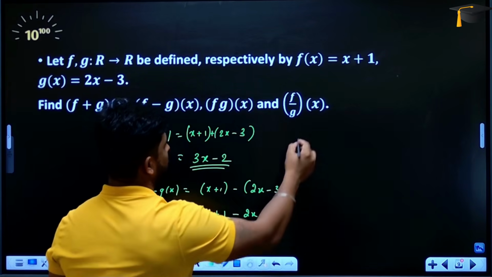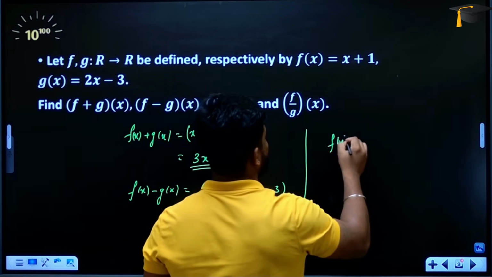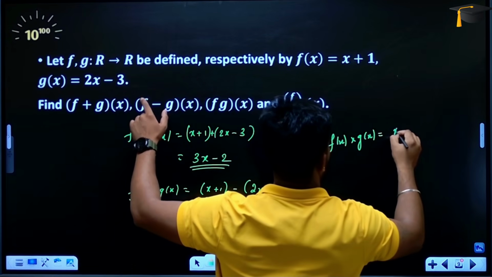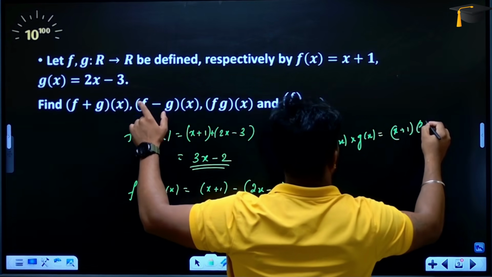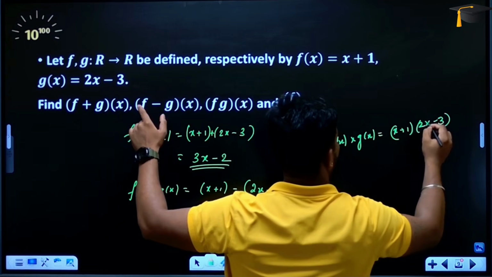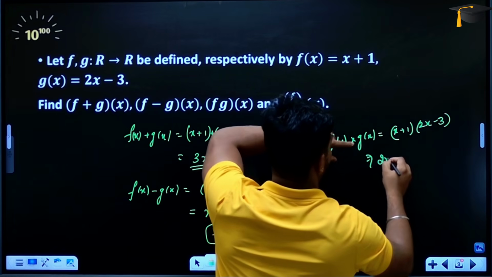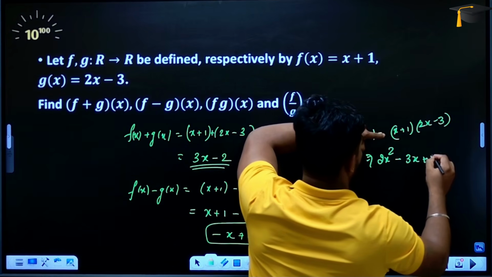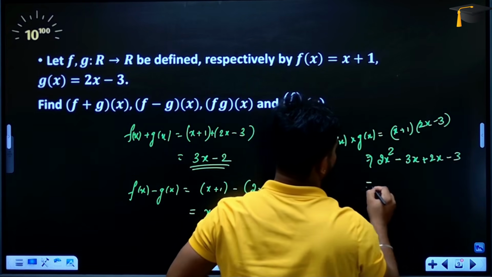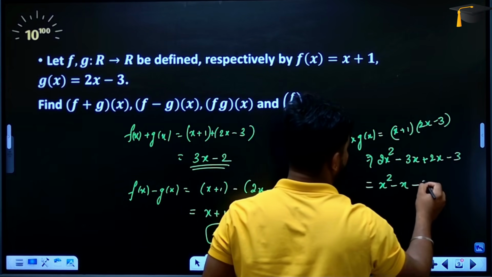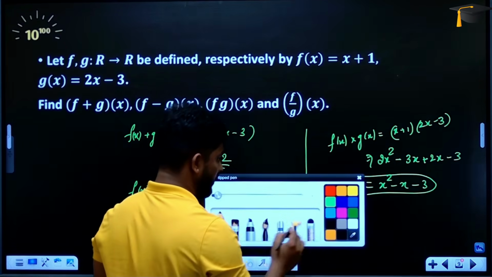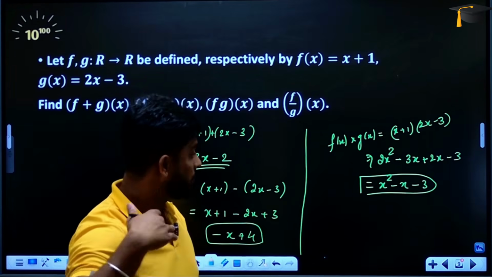Okay, and f of x into g of x, what happens? Binomial multiplication. So it is x plus 1 into 2x minus 3. So it is 2x square minus 3x plus 2x minus 3. So this becomes 2x square minus x minus 3. This much is enough, don't solve anything. It's not the completing the square method, no, this is splitting the middle term. So don't do all those.